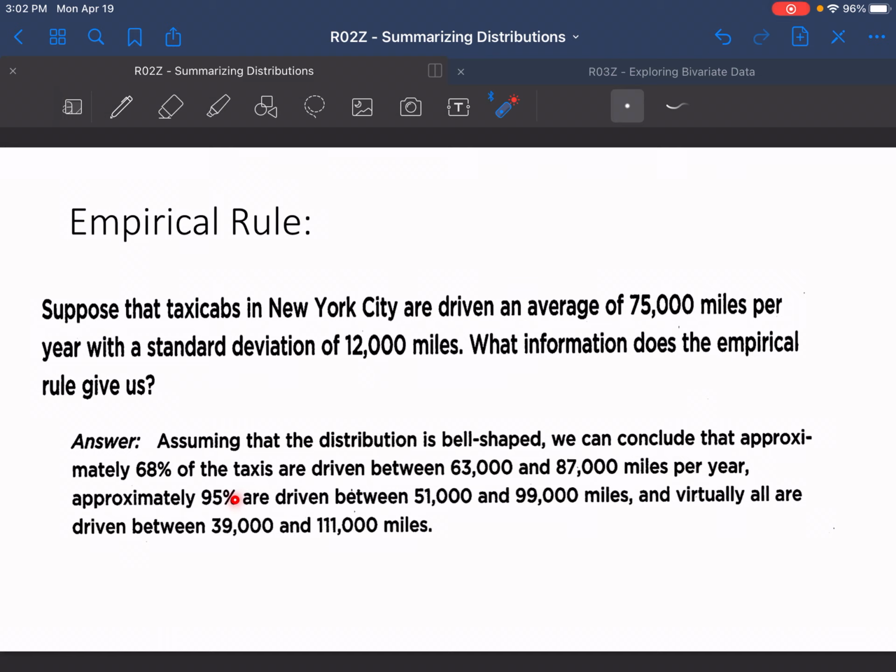You could do the same thing for 95 and 99.7%. So approximately 95% are driven between 51,000 and 99,000. So this would be two standard deviations below and two standard deviations above the mean. And virtually all are driven between 39,000 and 111,000 miles. So three standard deviations below the mean and three standard deviations above the mean.